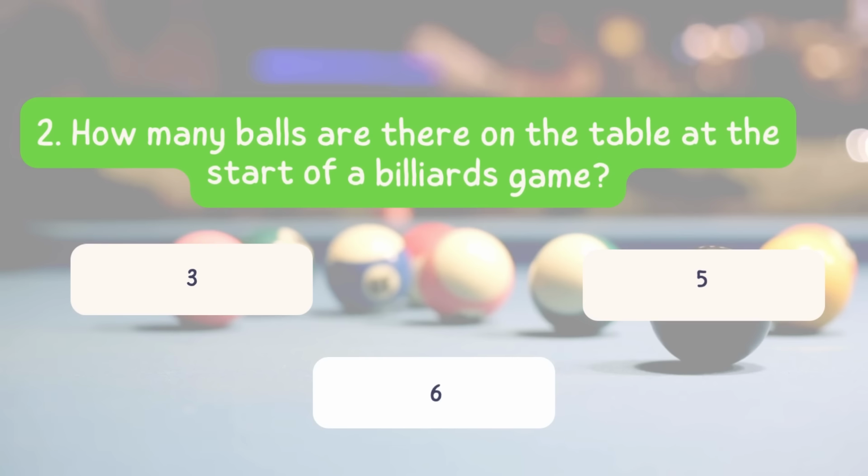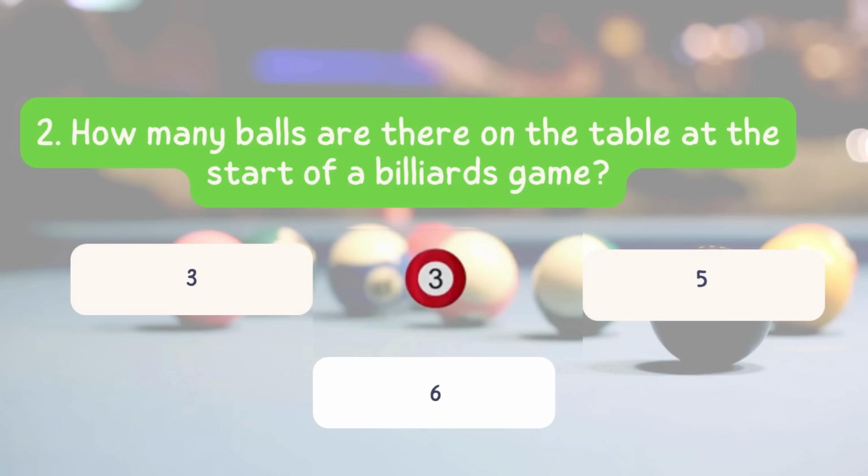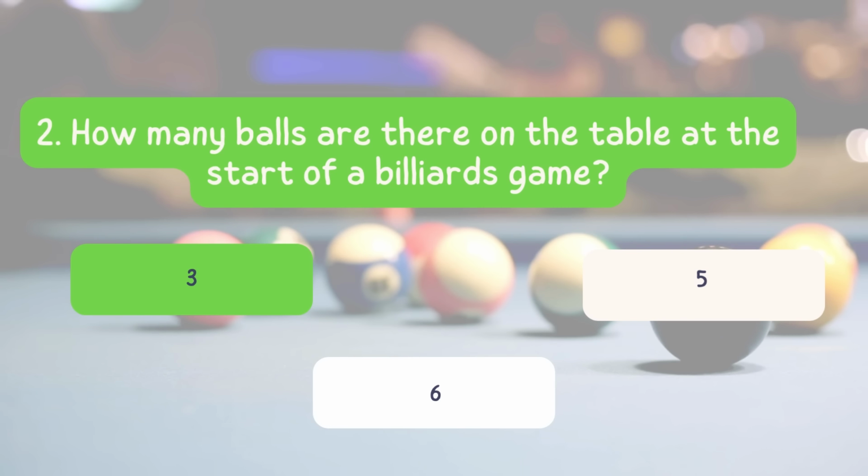Second question. How many balls are there on the table at the start of a billiards game? 3, 5, 6. The correct answer is 3.